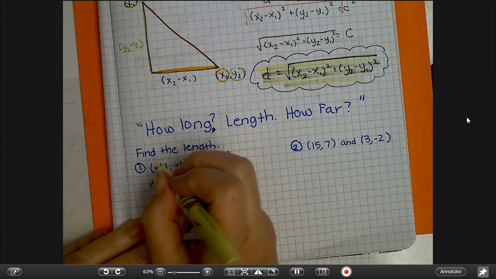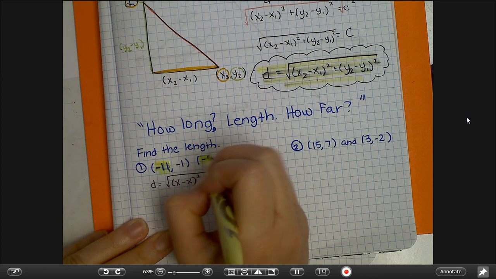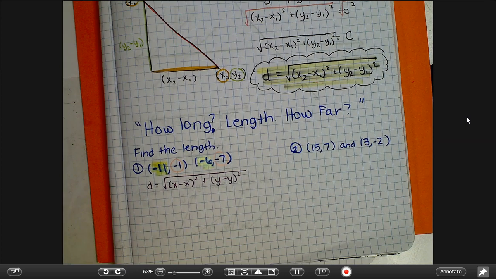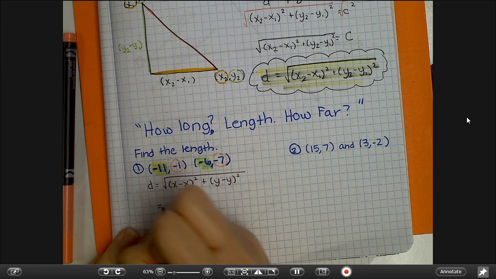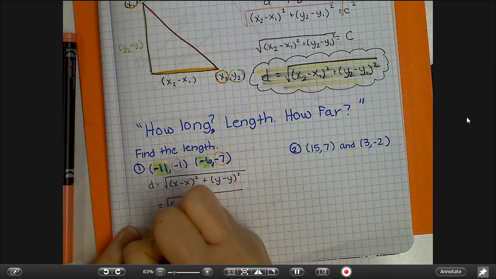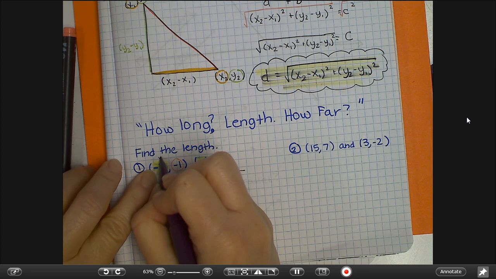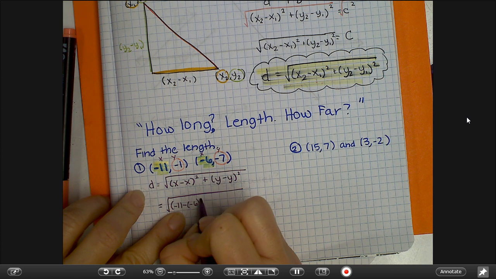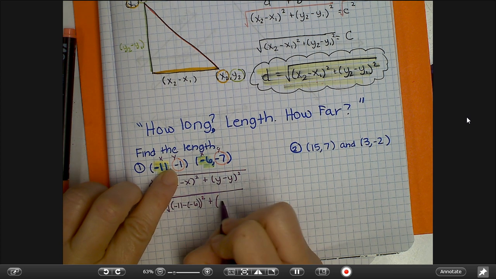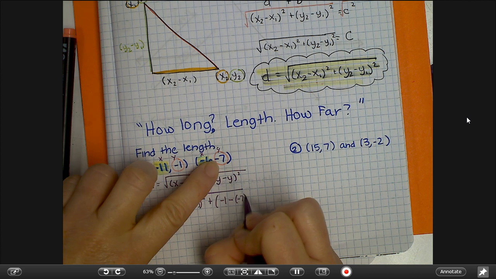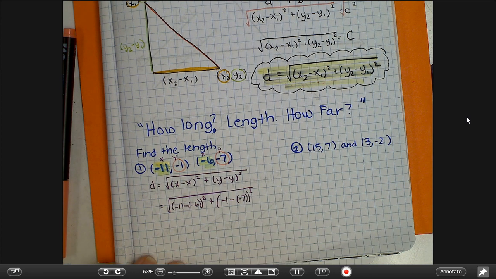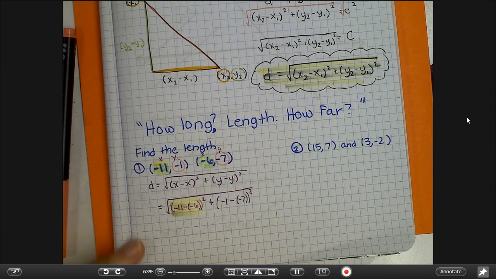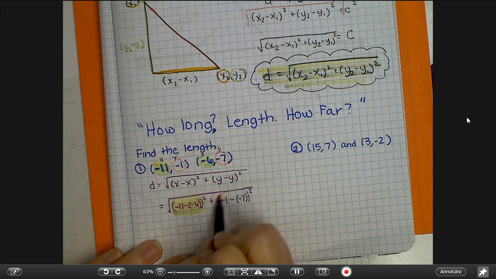All right, so here are our x coordinates and here are our y coordinates. Let's use it. The distance is the same as the square root of x, negative 11, minus negative 6, plus y minus negative 7 squared. I'll color code this so you can see. Those are our x's, and here are our y's.